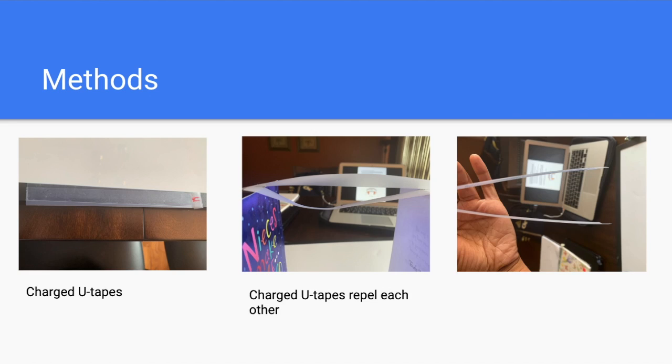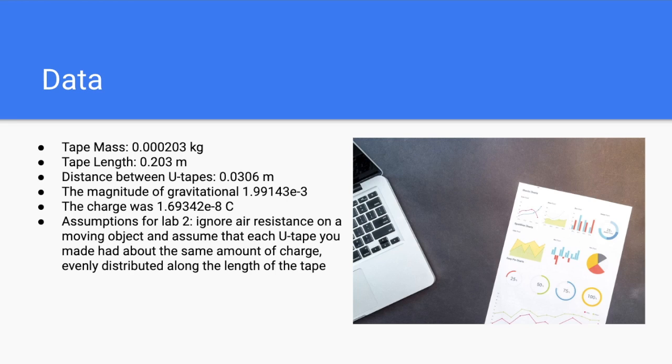So for the method, you're just repeating experiment 1, where you charge 2 different U-tapes and you float the U-tapes above each other and measure the distance. And using that, we'll find the force used to actually float the U-tapes against each other. But this time, we'll just be using line charges rather than point charges. So it's just a different method of measuring the charges.